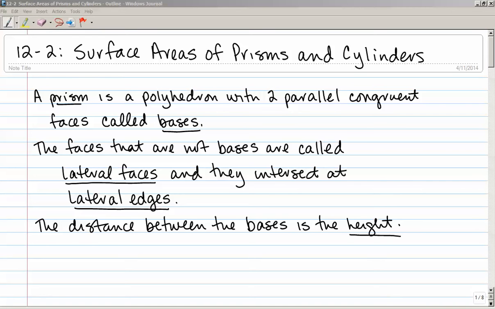Section 12.2 is on surface areas of prisms and cylinders. A prism is a polyhedron, and a polyhedron is a three-dimensional shape that has two parallel congruent faces that are called the bases. The faces that are not the bases are called lateral faces, and they intersect at lateral edges. And the distance between the bases is called the height.